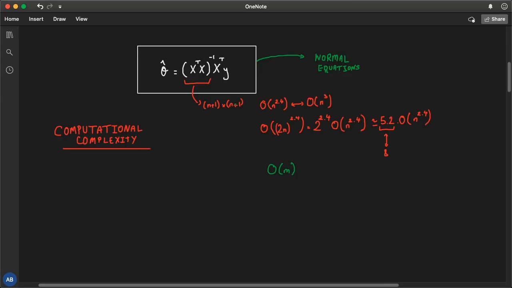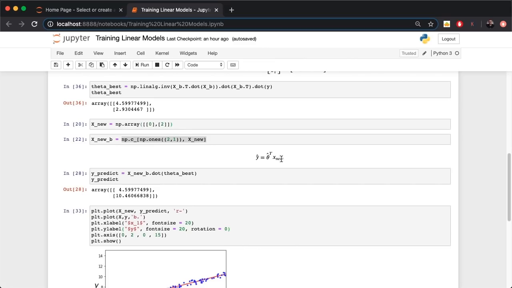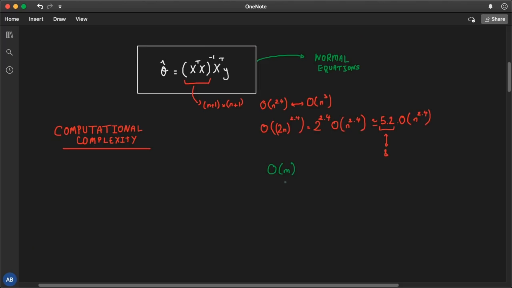Also, once you have trained your linear regression model using the normal equation, or possibly, as we will see, any other algorithm, predictions are very fast. As you saw here, all we need is, given theta hat, to perform an inner product with any newly arriving feature vector. So this again scales as O(m). So we can predict in linear time.